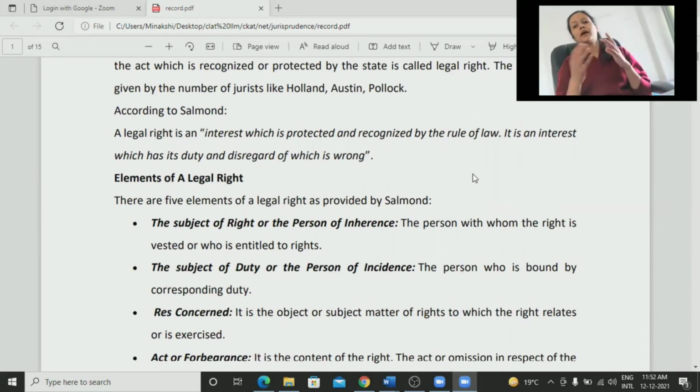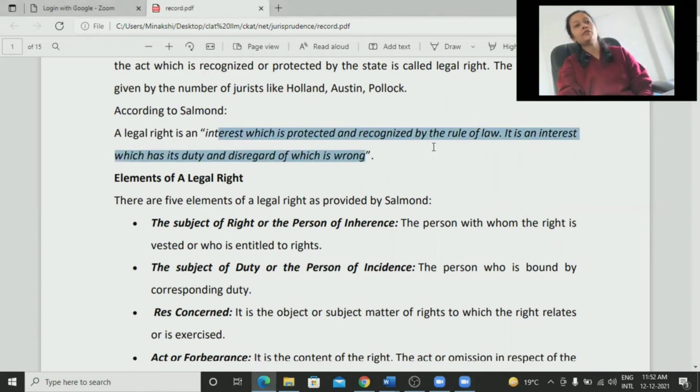Now, what are rights? It is defined differently by different jurists. According to Salmond, what are rights? It is an interest which is protected and recognized by the rules of law. As in, it is not something that we claim for, but rather something that law has recognized and protected. As in, under some legislation, under some statute, might be under the constitution, we have a bunch of fundamental rights available to us. So it is something which is recognized by the rules of law. Law has mentioned it very clearly in the written statutes that you are entitled to enjoy this right, and we can claim for it because it is guaranteed by law.